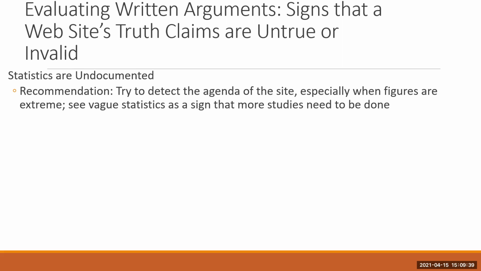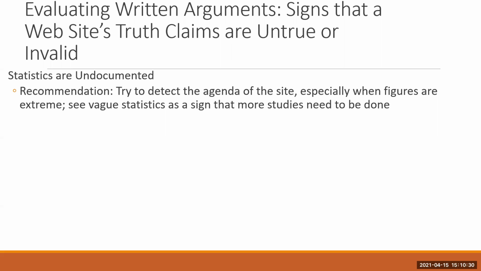So if you see undocumented statistics, a few things to consider. You can try to detect what is the agenda of the site, right? Especially when figures are extreme. So if a site says that 95% of something is going to support whatever it is the site is proposing, those are pretty extreme figures to present without any documented sources to back it up. So be wary of statistics that are given to support a site's agenda when those numbers are not actually given sources. All right. They're not part of any kind of outside study.